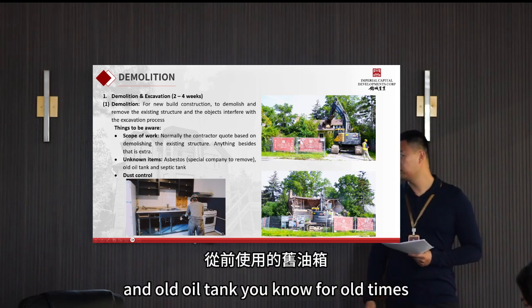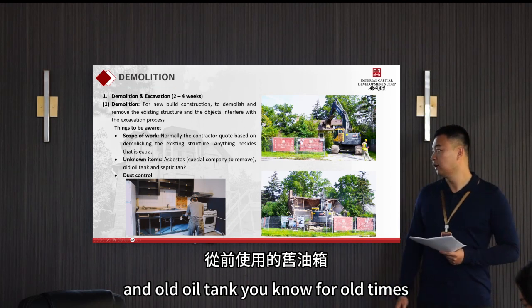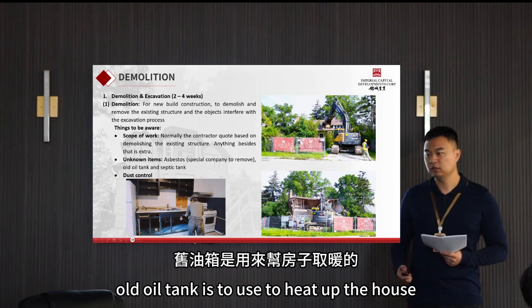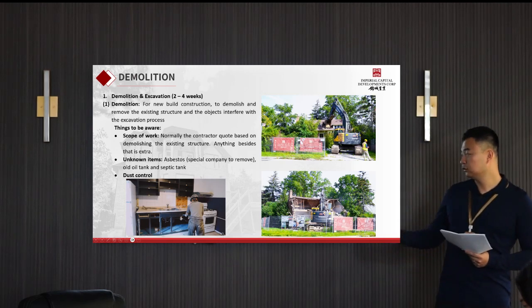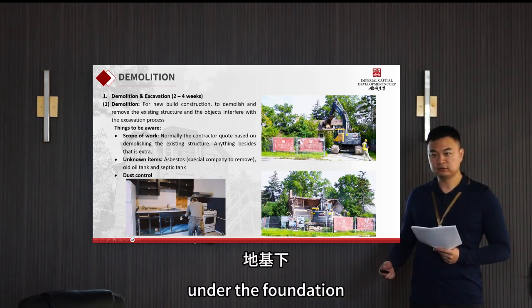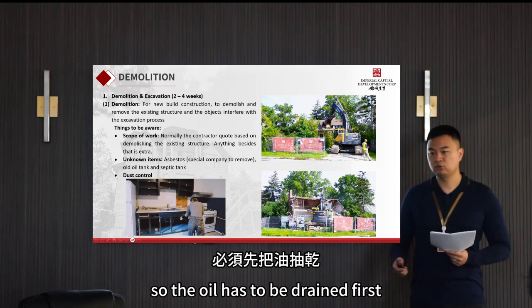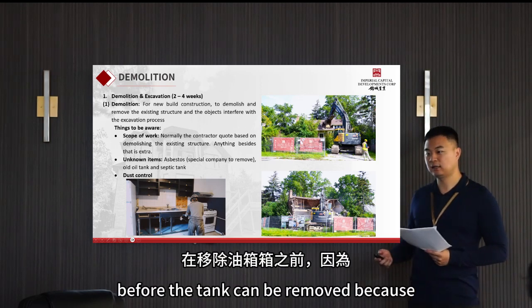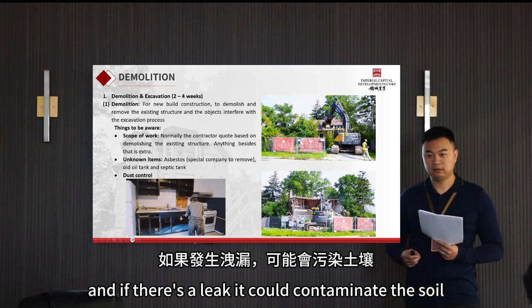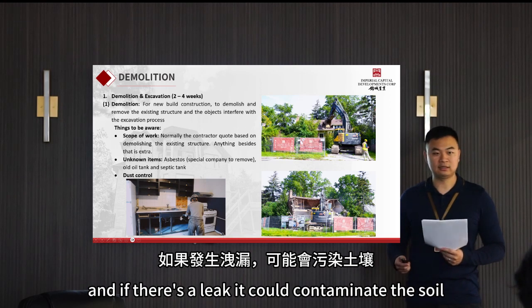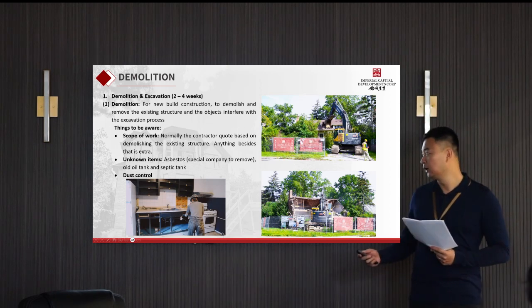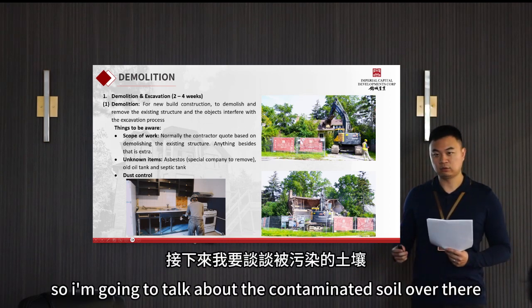And old oil tanks, in old times, were used to heat up the house. So if we find out there's an old oil tank buried under the foundation, the oil has to be drained first before the tank can be removed, because the fuel normally is contaminated, and if there's a leak, it could contaminate the soil. We're going to talk about the contaminated soil in the next part, which is excavation.